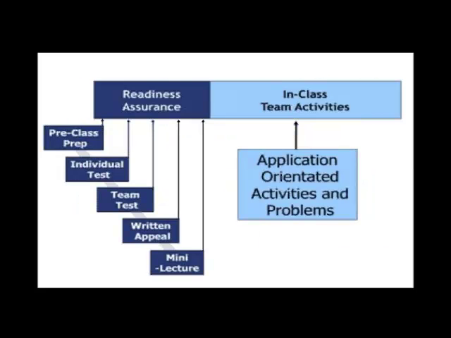So here we are back at the diagram of the typical layout for a TBL module. We've gone through the readiness assurance process, that 5-step process, which is typically the first class meeting of a module. 50 to 70 minutes is usually sufficient to complete that. Sometimes when I'm dealing with a 50-minute class, I will shorten that test down to 15 questions just so that I can fit all the pieces in. Next, we're going to look at the in-class team activities, these application-oriented activities that the students spend most of the module time working on.